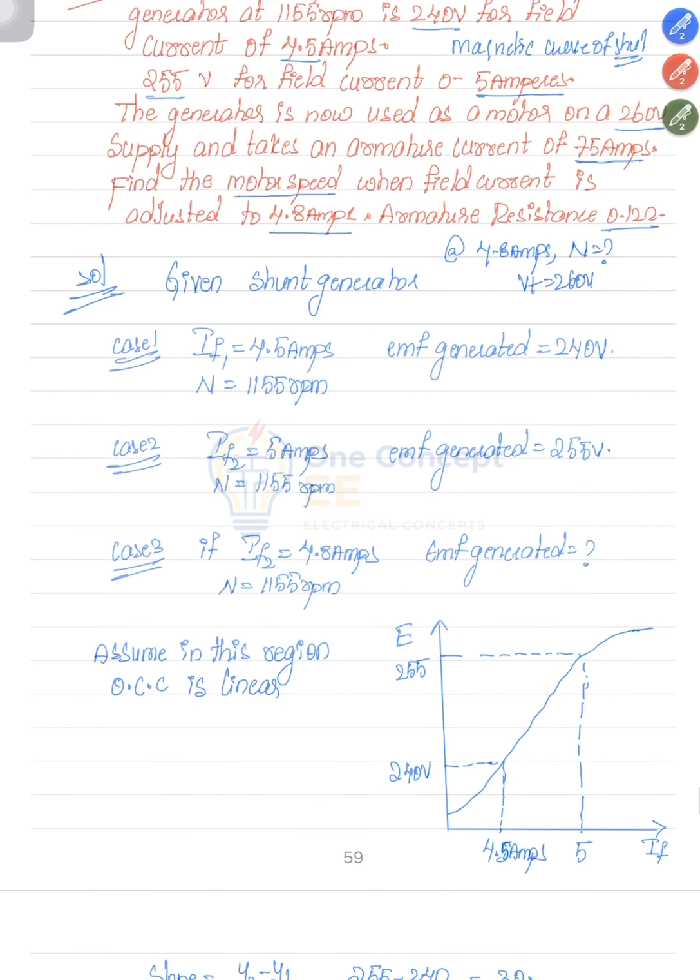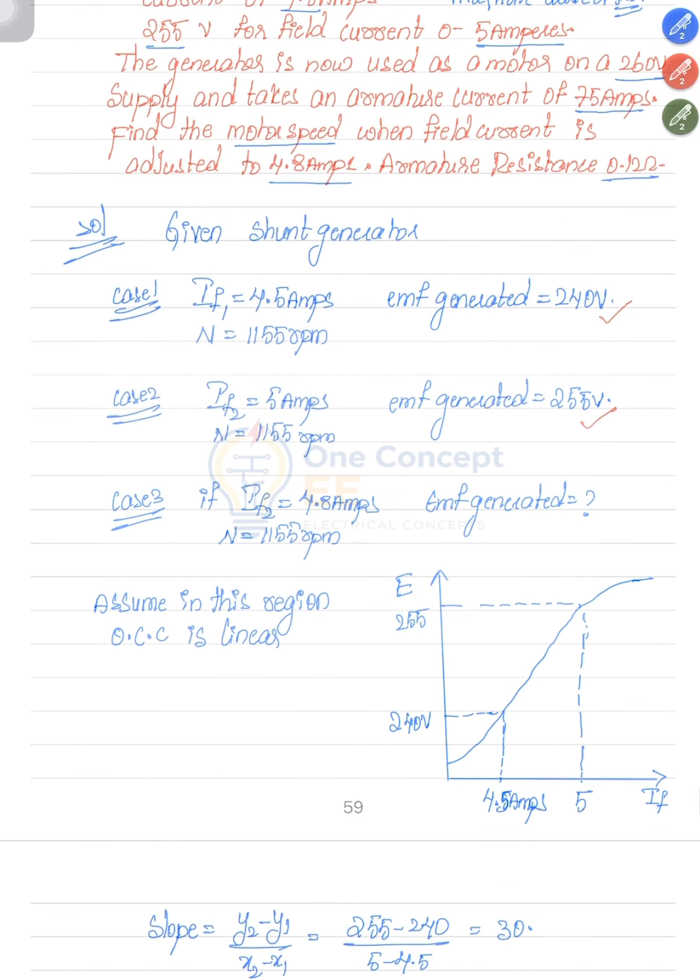It is given that it is a DC shunt generator, and in case 1, at a field current of 4.5 amps at the speed of 1155 rpm, the EMF generated is 240 volts. Similarly, in the second case, at a field current of 5 amps at the speed of 1155 rpm, the EMF generated is 255 volts. They are asking to find, if the machine is operating in a motoring condition at a field current of 4.8 amps, what will be the speed?